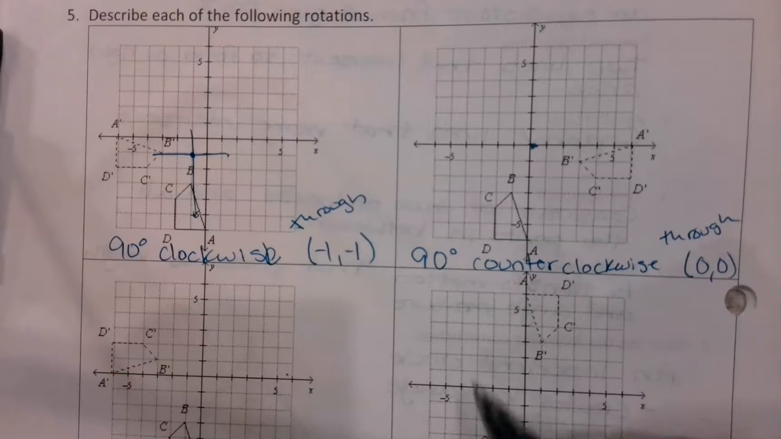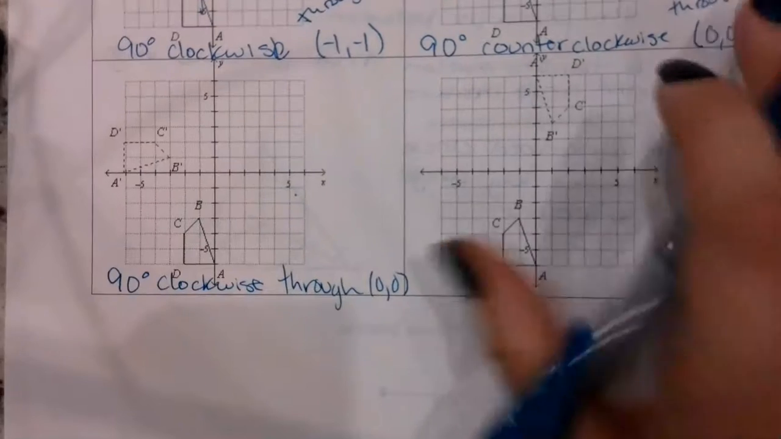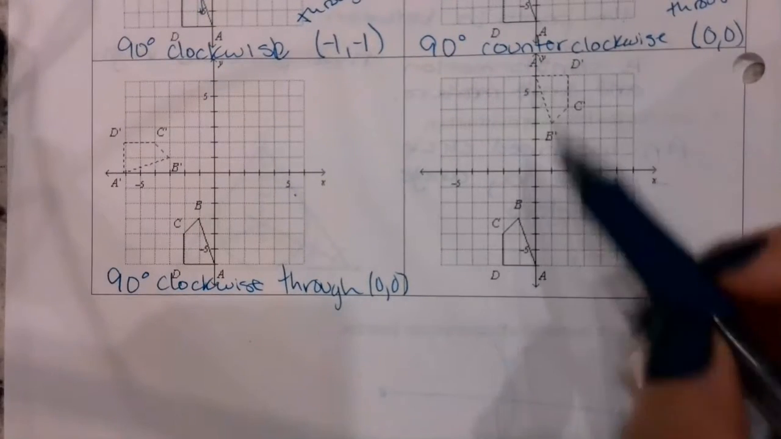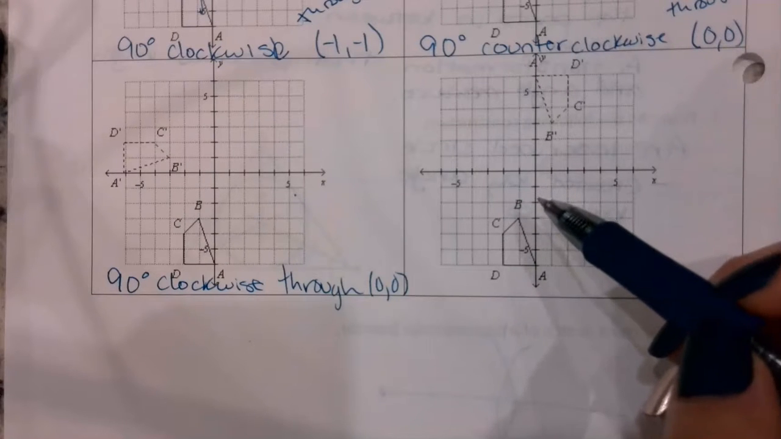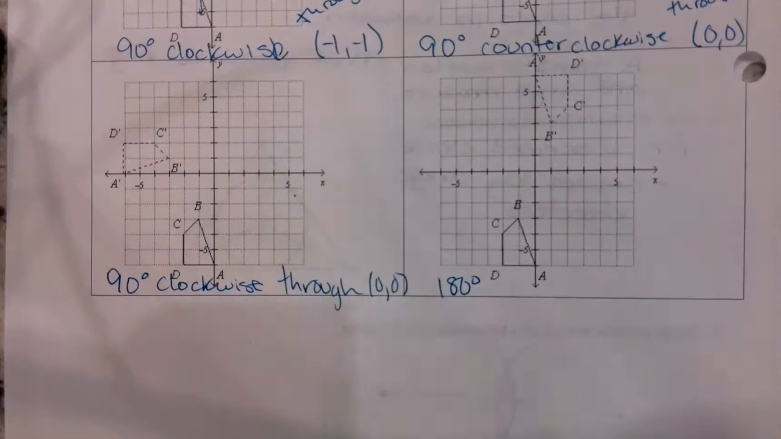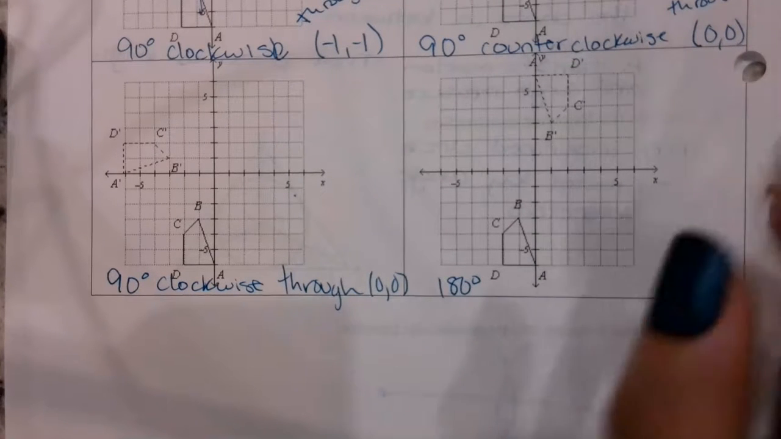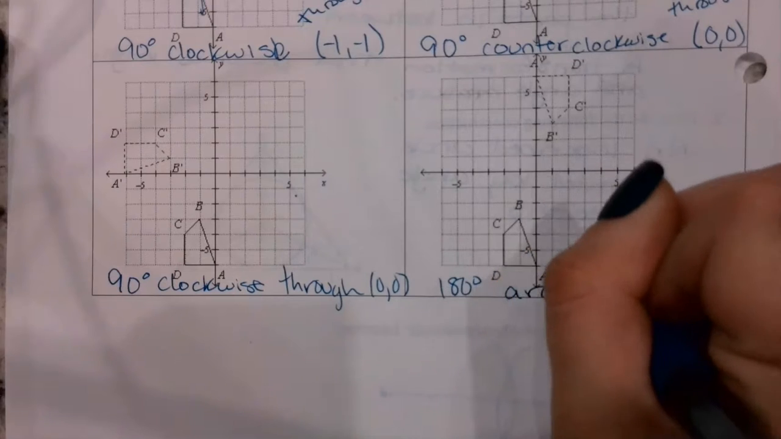Over here, it's off the screen. It's flipping from one side to the other, or rotating, because we know they're all rotations. So 180 degrees. When it's 180, it doesn't matter which direction, clockwise or counter. And it's around 0, 0 again.